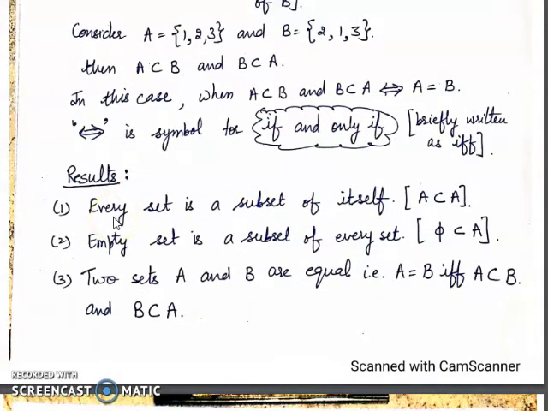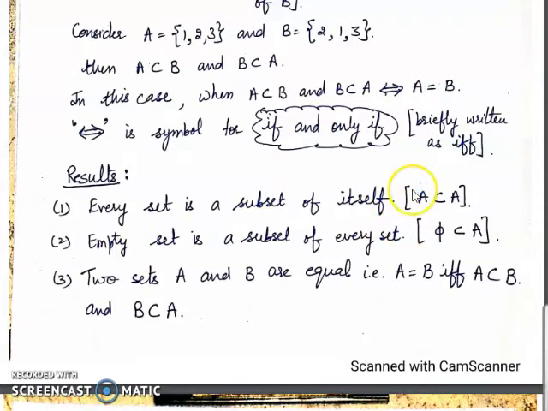The results are: first, every set is a subset of itself, because every element of A is in A, so A is a subset of A. From this we can say every set is a subset of itself. And the second result is that the empty set is a subset of every set. Empty set means there is no element. When there is no element, it means it is a subset of A.